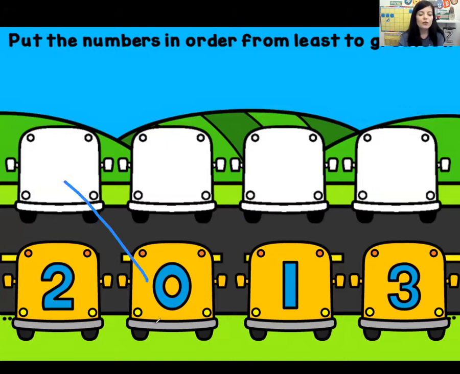We say 0 first, so that's the least. What do we say next? 0, 1. What's after that? 2. And what's last? 3. 3 is the greatest. So we put the numbers in order from least to greatest. All right, let's do the next one, okay?